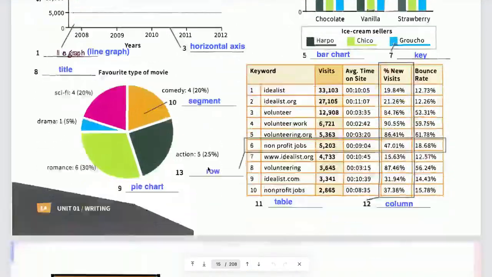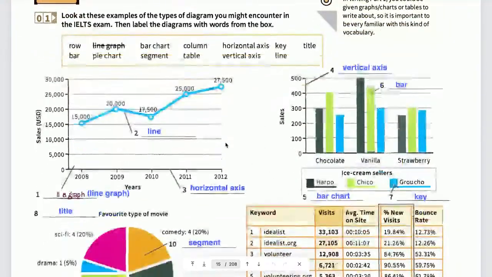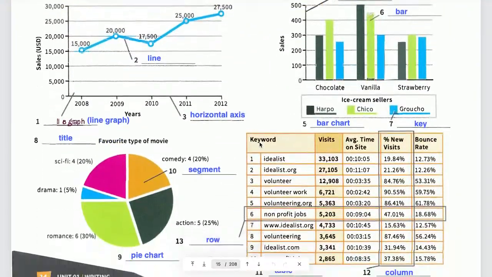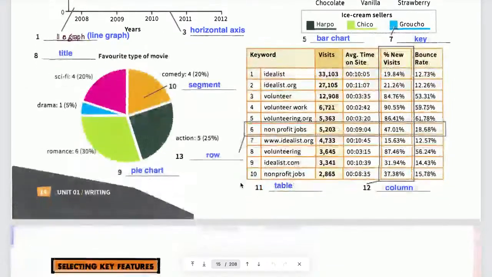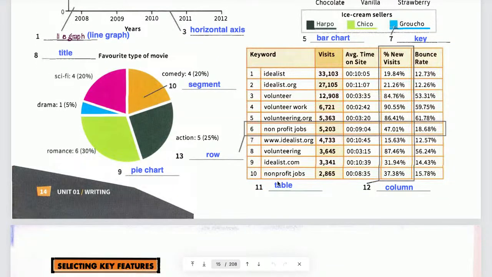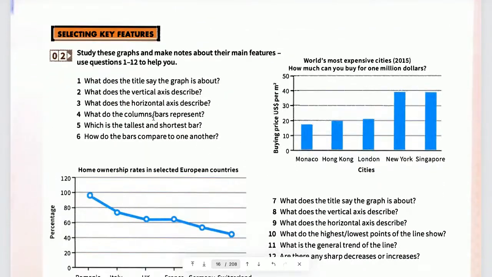All right. Do you have any questions here? You better spend 5 to 10 minutes to memorize them all. Make sure that you know how to call all of them. It's very easy. All of the basic words there. So nothing special. Now let's move on to the next part, selecting key features.